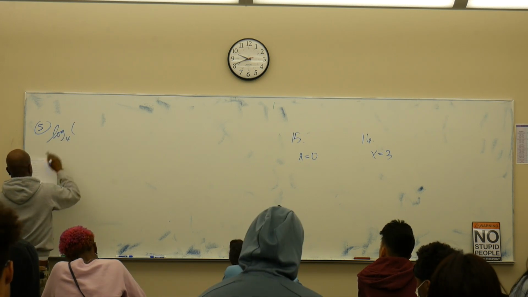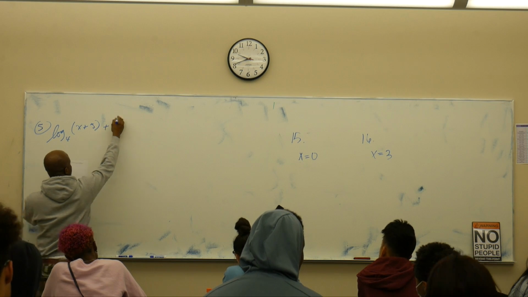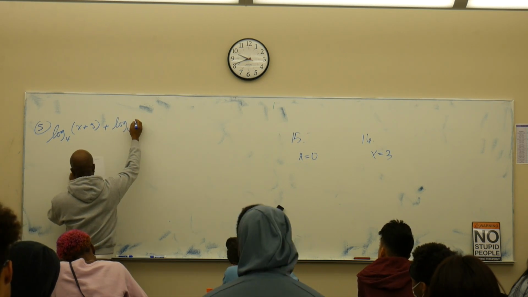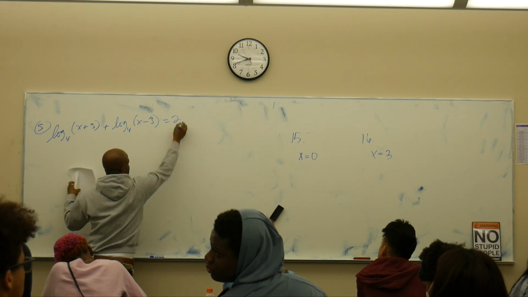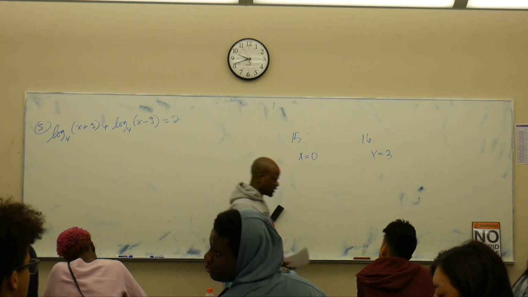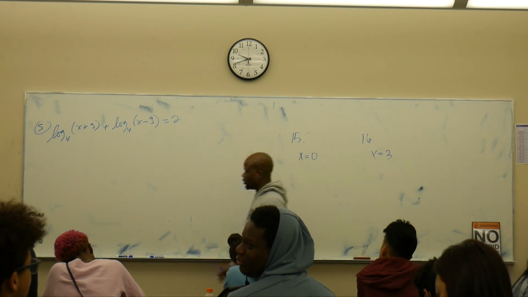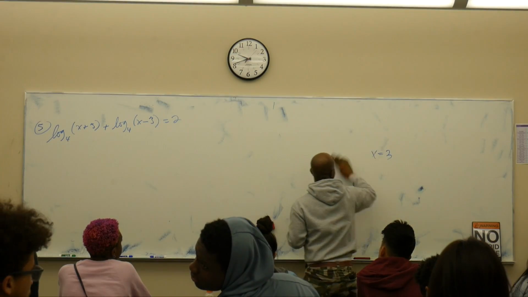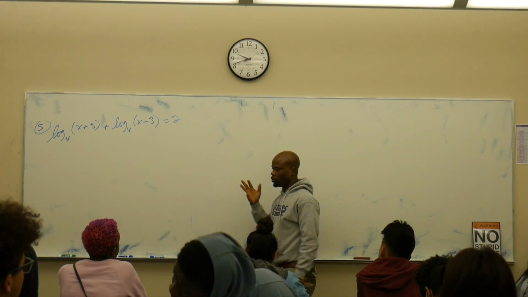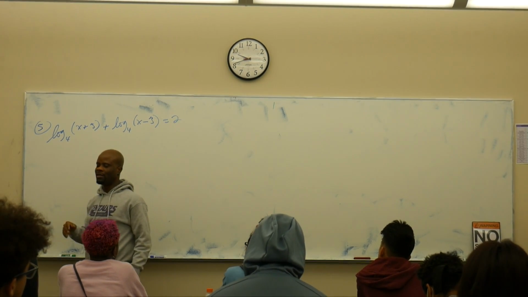Log base 4 of x plus 3, plus log base 4 of x minus 3, is 2. I think yesterday we talked about this a little bit, but we had gone a little bit off. So let's try to think about this. Remember yesterday when we did the other problems 1, 2, 3, 4.